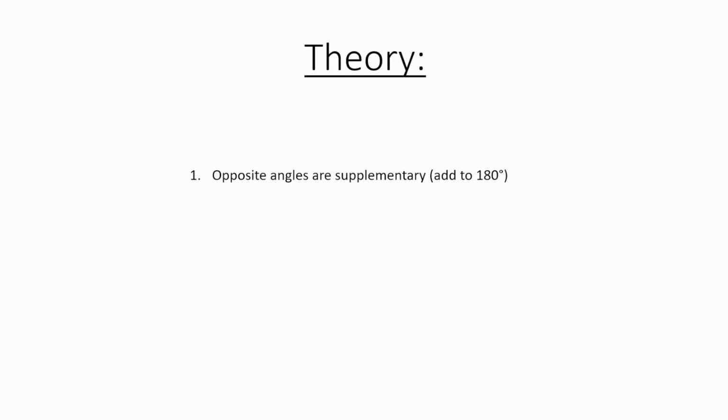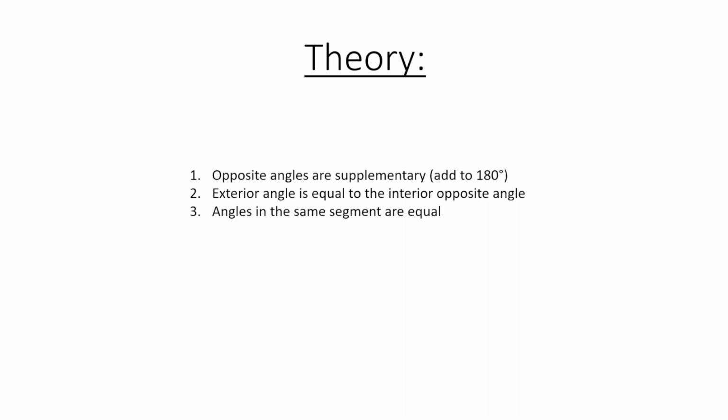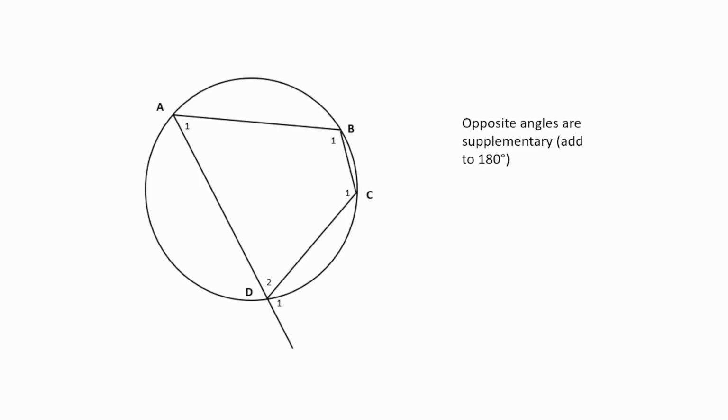So with cyclic quads, we have three pieces of theory. First, we have that opposite angles are supplementary, or that they add to 180 degrees. Secondly, we have that the exterior angle is equal to the interior opposite angle. And thirdly, we have angles in the same segment are equal. Let's look at the first one.